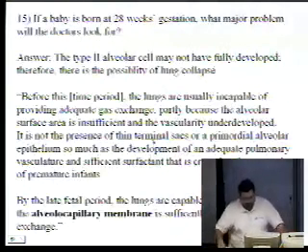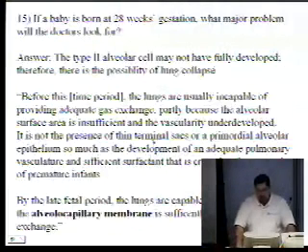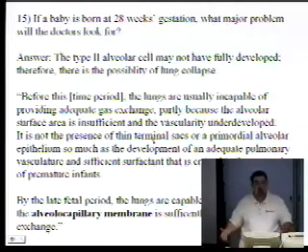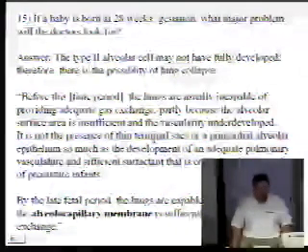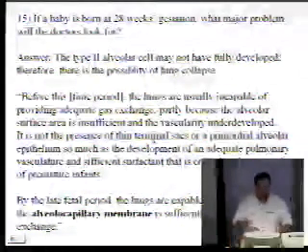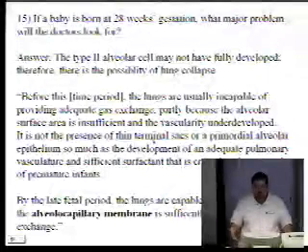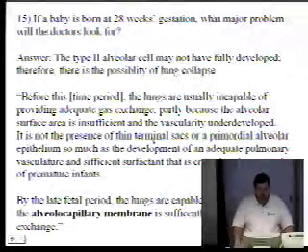Okay, so if a baby is born at 28 weeks gestation, what major problem will the doctors look for? At 28 weeks, what they'll be looking for is lung collapse, basically, because type 2 cells haven't developed, and there won't be a whole lot of surfactant produced, if any, and therefore the lungs will almost definitely collapse in.